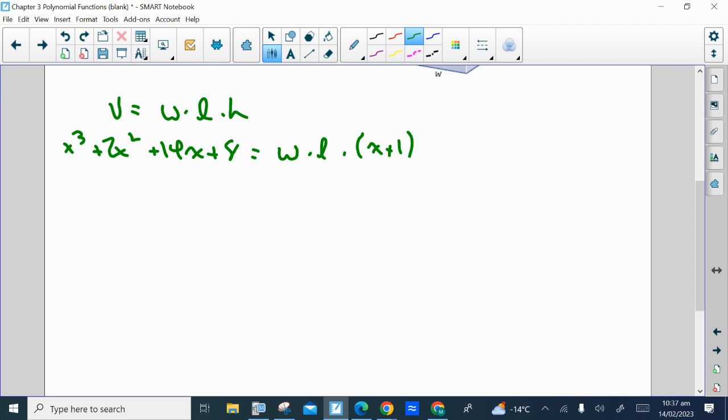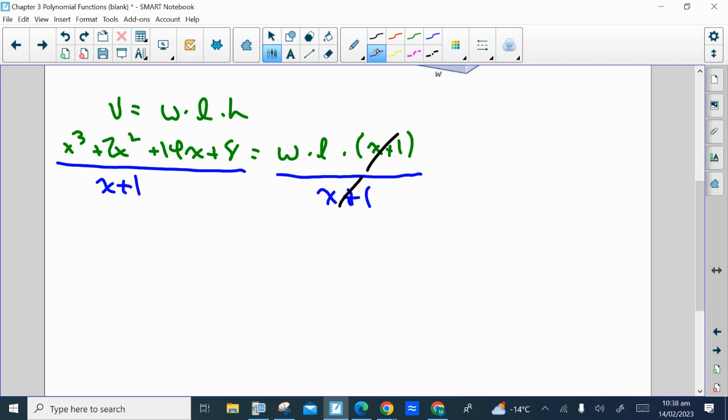So if you want to find an expression for the width and the length on the right side, to get w times L by itself, we would need to divide both sides by x plus 1. They would cancel on the right, and we'd have an expression for the width times the length by itself on the right. We can get that by dividing out on the left.